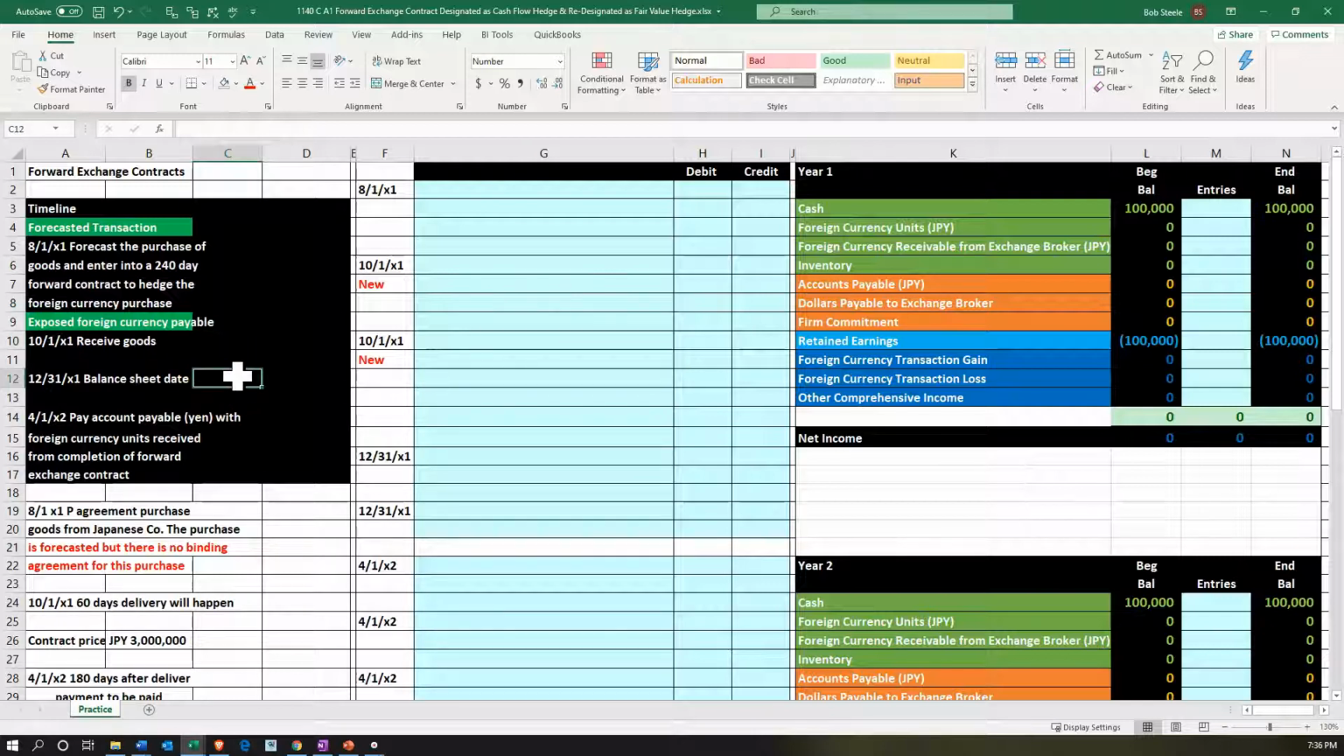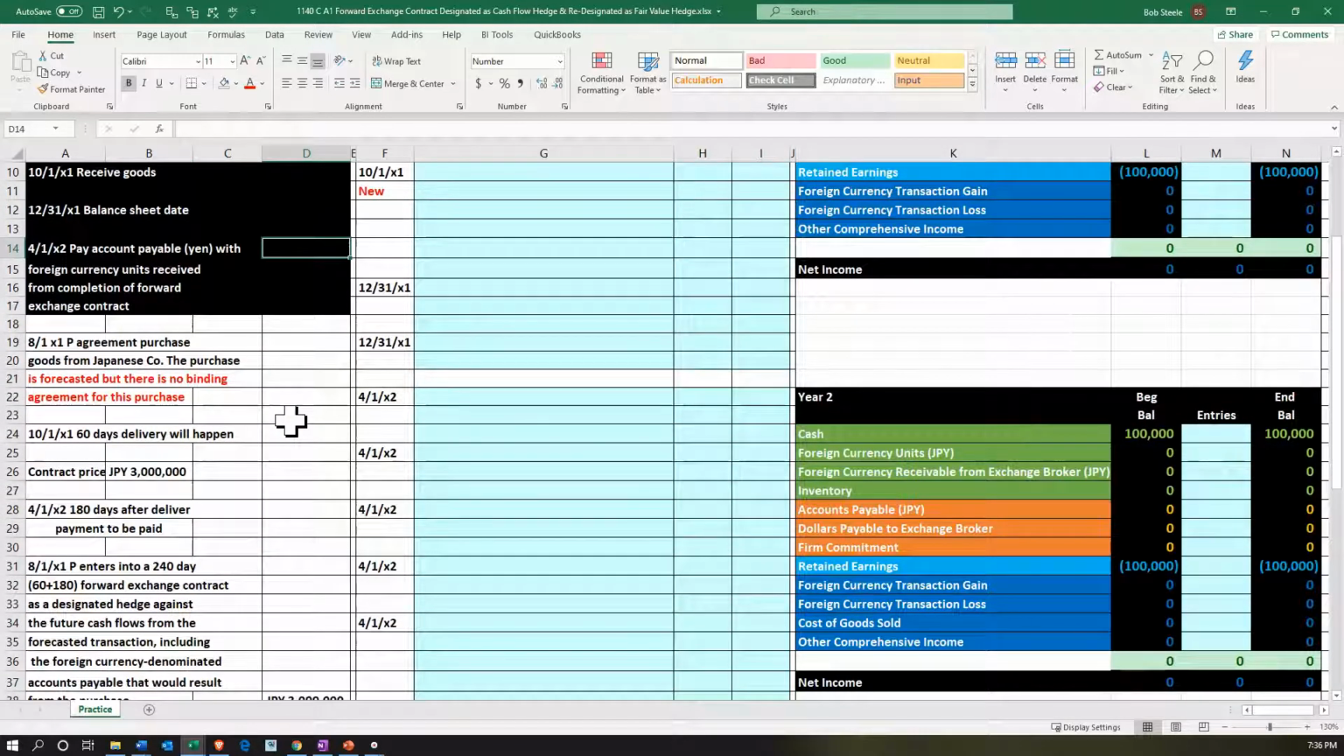Then we have the balance sheet date. So we're going to have to deal with the balance sheet date at the end of the year and revalue our foreign currency information to that current time period. Then on 4/1/X2, the next year, we're going to pay the accounts payable in yen with foreign currency units received from the completion of the forward exchange contract. In other words, the forward exchange contract will expire. It will have yen from that forward exchange contract that we'll then use to pay off the payable that we promised to pay in yen.